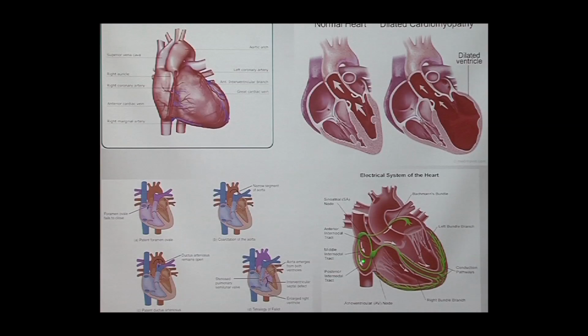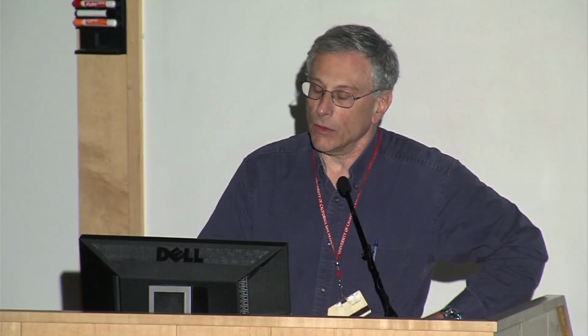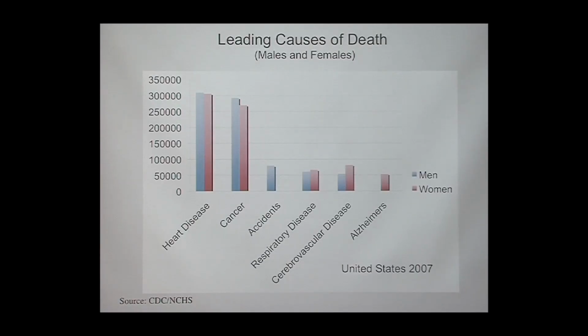And you can also have electrical system defects of the heart, where instead of the normal, very highly organized flow of electrical activity that allows the heart to beat with great coordination, you can have some discoordination, which can lead to extra beats and, in fact, to very dangerous or even lethal heart rhythms. Cardiovascular disease is really one of the leading causes of death. This is males and females, blue and red or pink. Here's heart disease, which in the United States is causing 300,000 deaths per year.